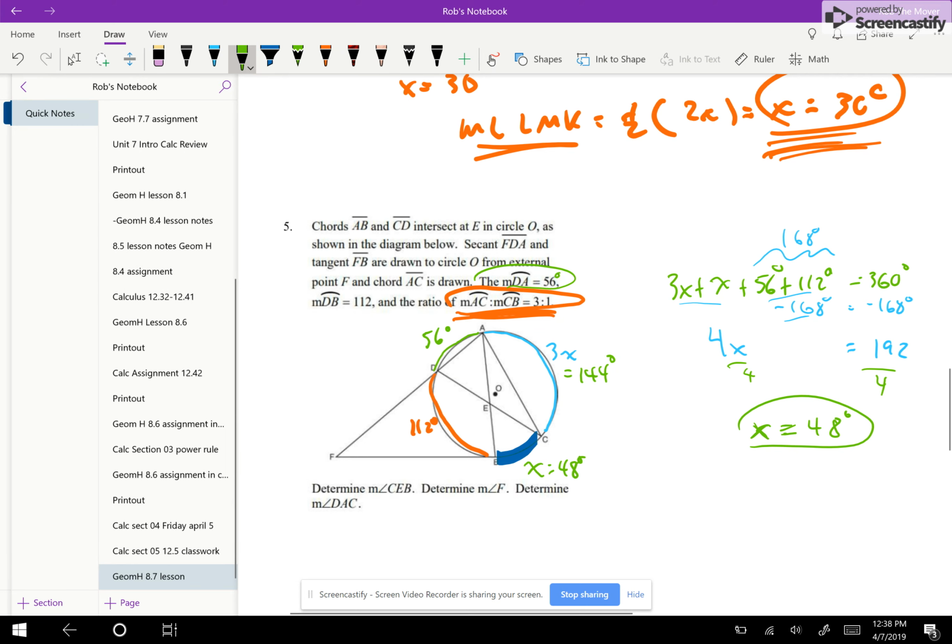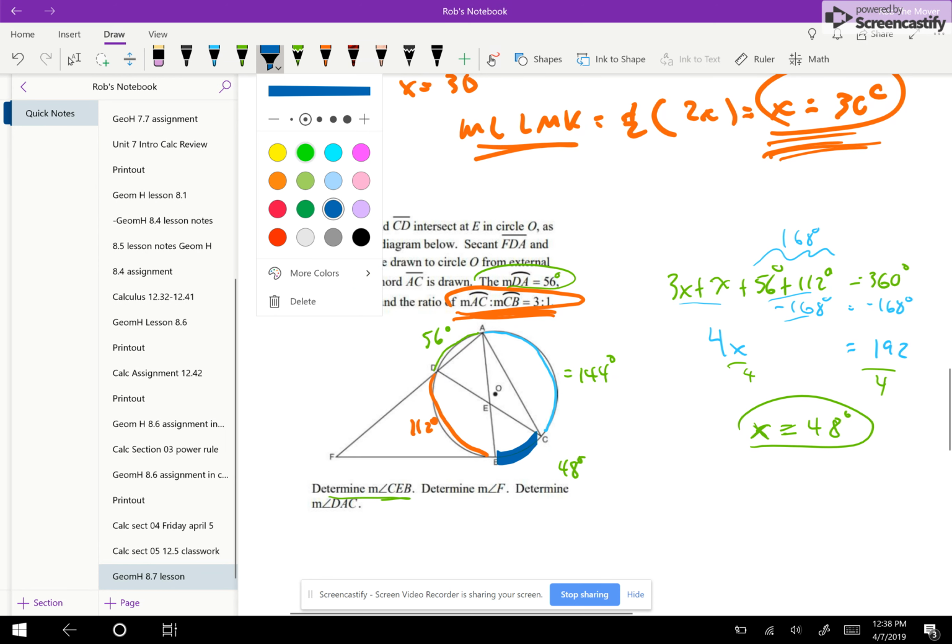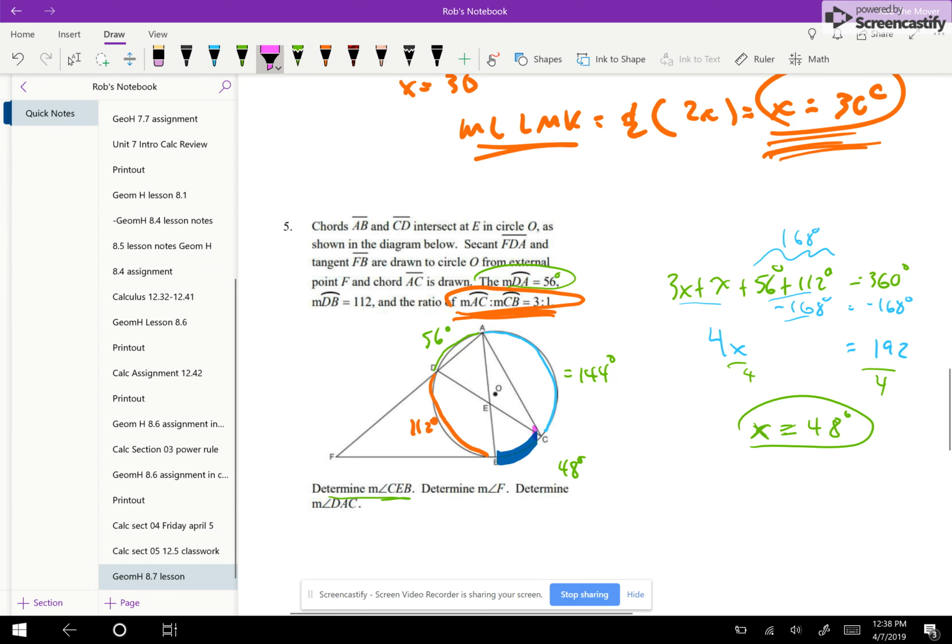Okay. Now we've got the measure of each arc of this circle. We're starting to have some tingles because now we're going to put it all together and actually answer a question. The measure of arc CEB. Okay. Let me erase some of this extra information here. And I'm going to highlight in bright pink the measure of angle CEB. CEB. This arc right here.